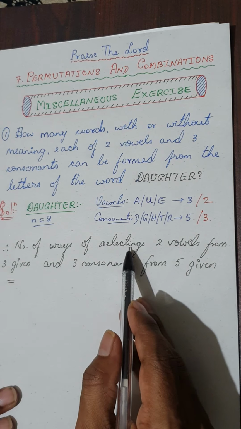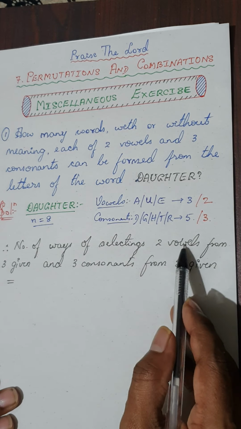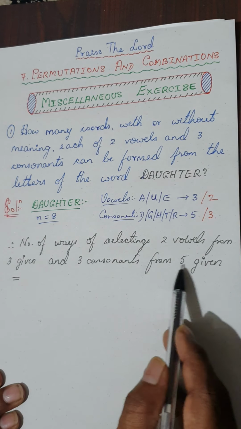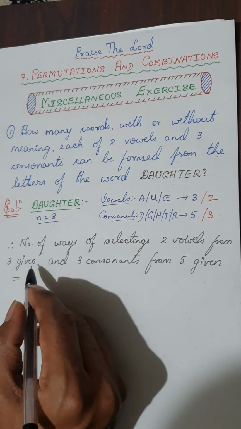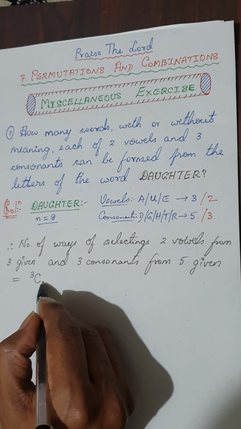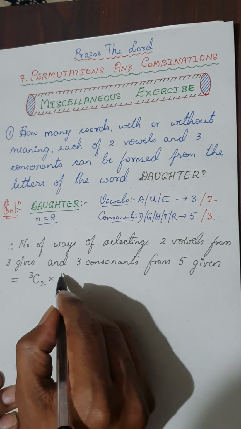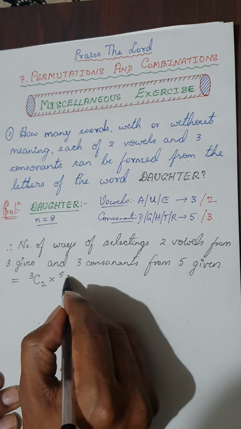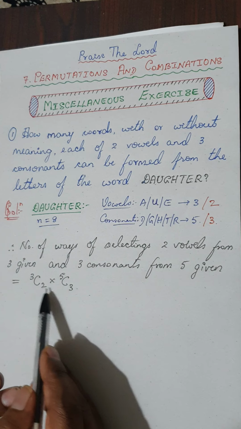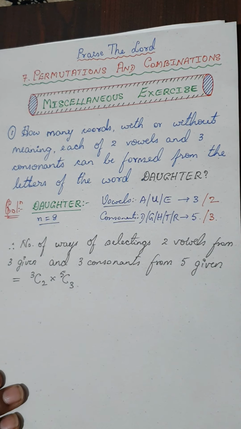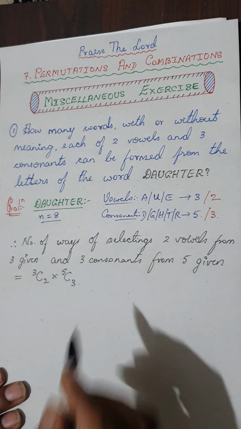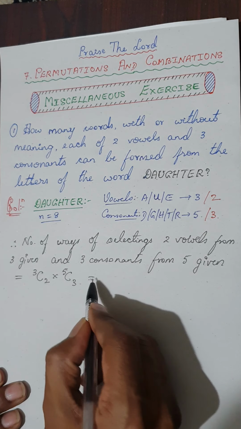Number of ways of selecting, I repeat, selecting 2 vowels from 3 given vowels and 3 consonants from 5 given consonants is given by: out of 3 given vowels, I am selecting 2, into, out of 5 given consonants, I will select 3. So that can be done in 3C2 into 5C3 ways. So this concept you have to understand carefully.